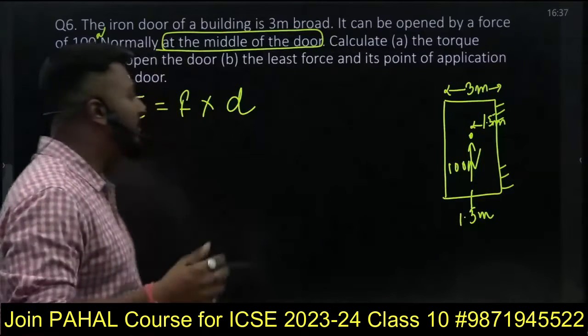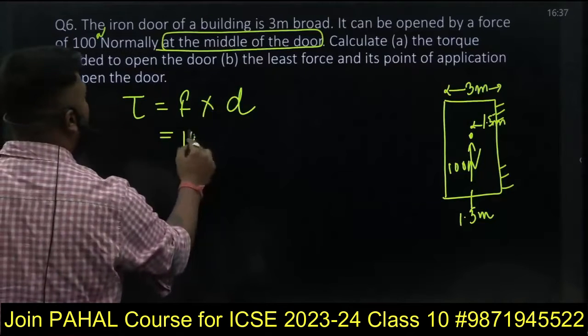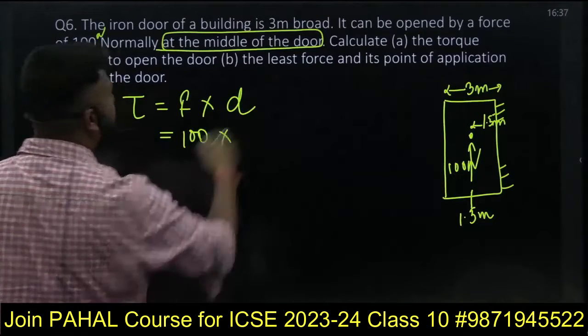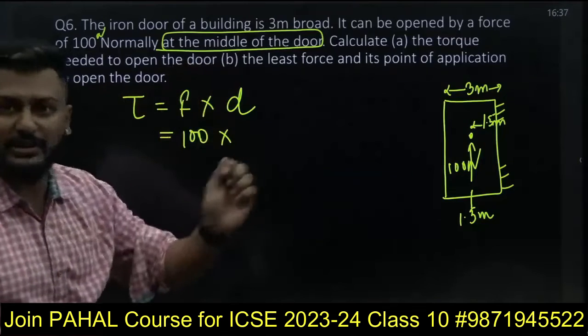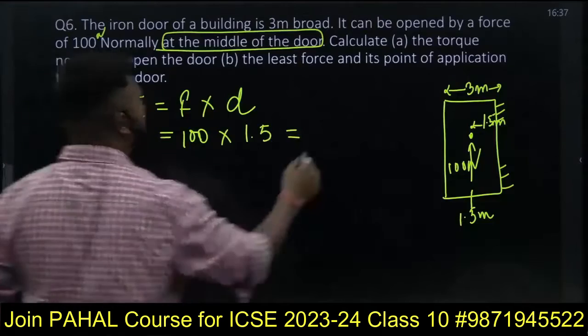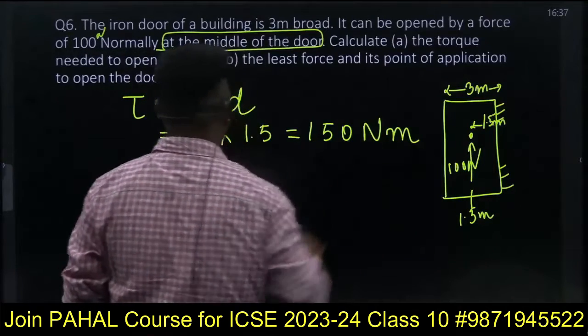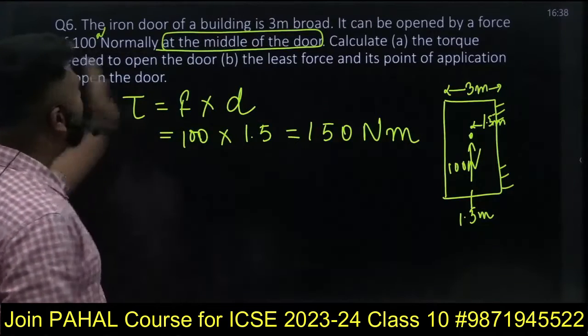Great. So that means the force given is 100 Newtons. And the distance given is 3 meters, and the midpoint of 3 meters would be 1.5 meters. So multiplied by 1.5, this will be 150 Newton meter. Is this clear to you? Yes or no? Right. So let's move to the next part now.